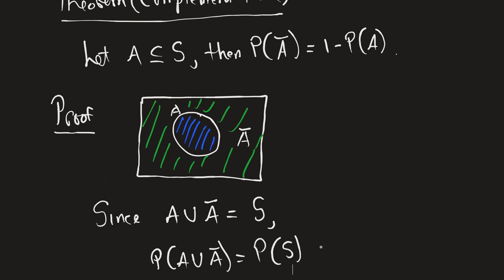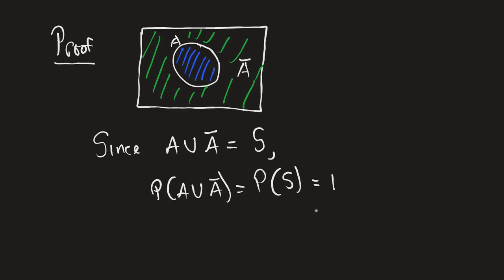Glance back at our list of axioms. What did we say about the probability of the sample space, which is all the possible outcomes? That probability has to be 1, right? So that's where we use the first axiom. And then because A and A complement are disjoint, they have no elements in common, I can write this as the sum of the probability of A and the probability of A complement, right?